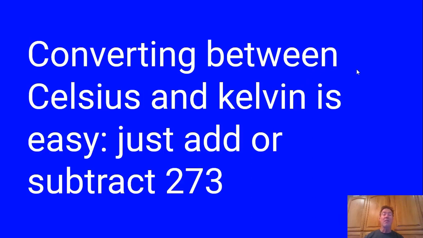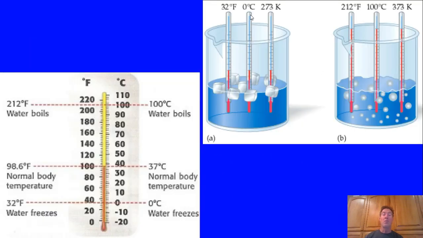Converting between Celsius and Kelvin is easy. You just add or subtract the number 273. As you can see, they're shifted over. When this one is 0, this is 273. When this is 100, this is 273 more. So to convert Kelvin, the bigger number, to Celsius, the smaller number, you just subtract 273. So this number minus 273 gives you 100. This number minus 273 gives you 0. So if you're starting with Kelvin, subtract 273. If you're starting with Celsius, you add 273.